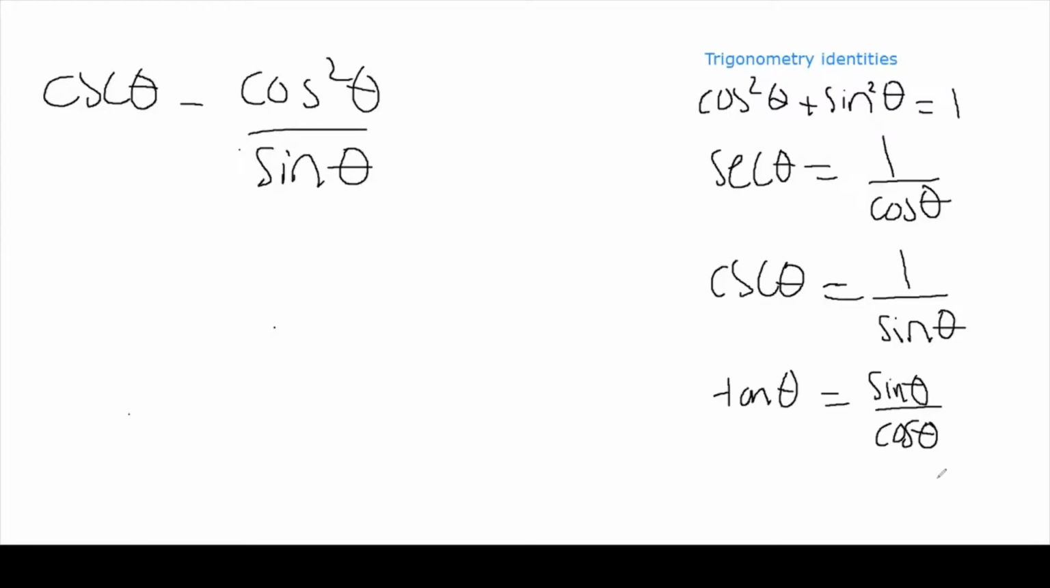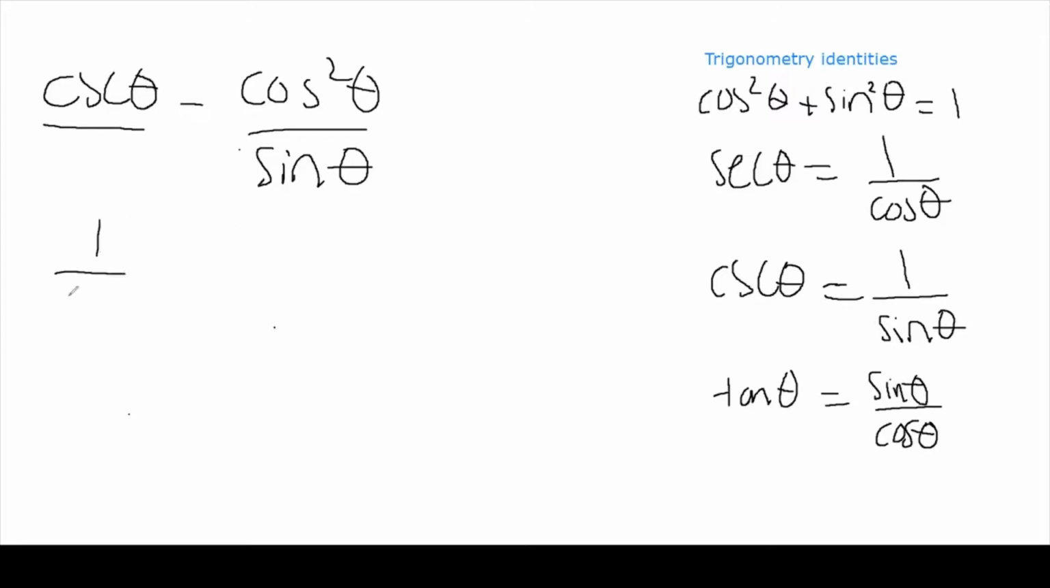And this is the second problem. We have cosecant of theta minus cosine square of theta divided by sine of theta. So from the previous problem, we know that we want to make everything in the term of cosine and sine. And for this, cosecant of theta is not in the term of sine and cosine. So what is cosecant of theta? From the reciprocal identities, we know that cosecant of theta equal to 1 over sine of theta. We can just replace that.